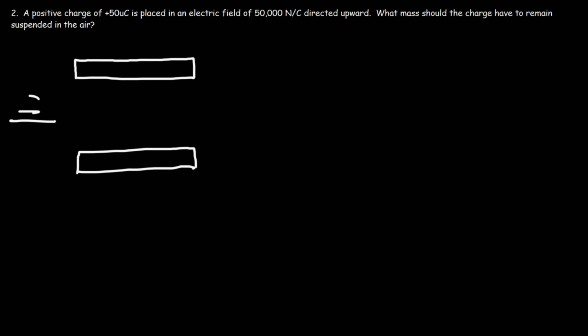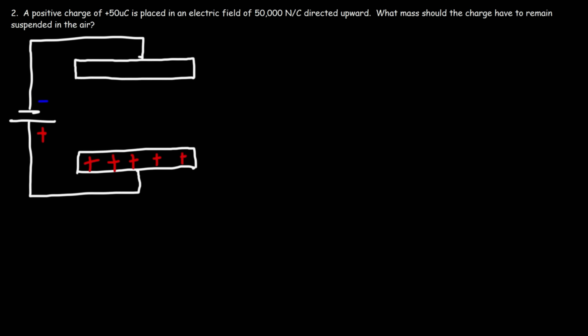So this is the electrical symbol of a battery. We're going to connect it to these 2 plates. This is the negative side of a battery, and this is the positive side. So this plate is going to acquire a positive charge, and this plate is going to acquire a negative charge. So if we choose a high enough voltage, and if the distance between the 2 plates is just right, we can adjust it such that we get an electric field of 50,000 newtons per coulomb.